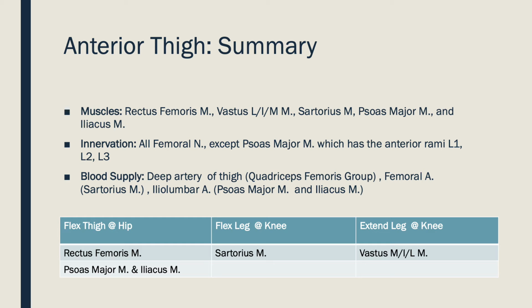We can also divide how they function. So rectus femoris and psoas major and iliacus all flex the thigh at the hip. Sartorius flexes the leg at the knee, and the vastus group extends the leg at the knee.